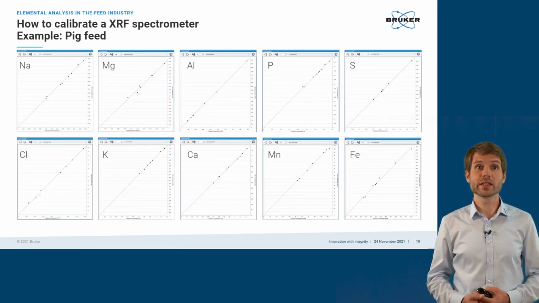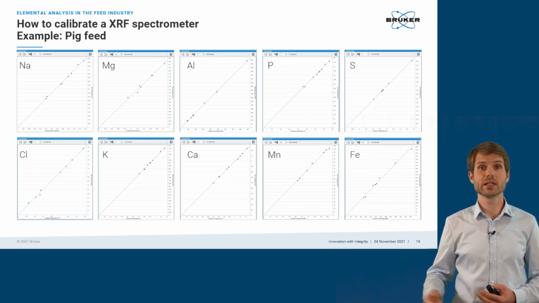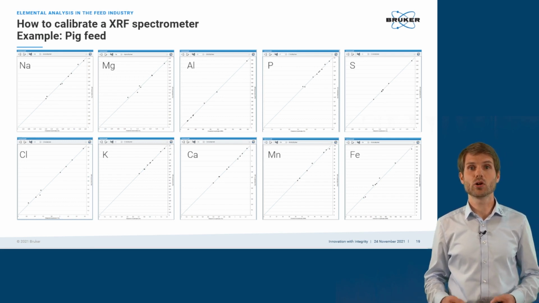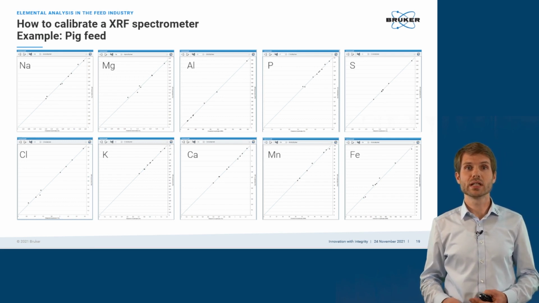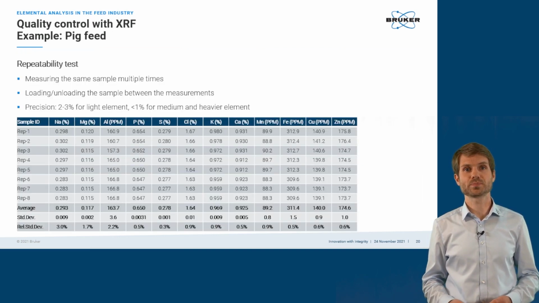And then it looks like this for all the different elements for this particular calibration. So you can see with a set of 8 samples, not a lot of effort, we already get a very good calibration for all the elements of interest in our sample.